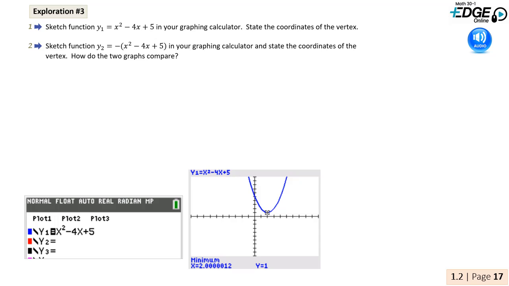Here, you'll see that the minimum was calculated as 2.000012. The reason this is not exactly precise is just because of the estimating techniques that the calculator uses, but you can consider that to be exactly (2, 1).